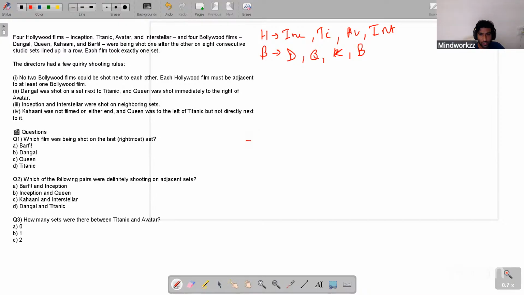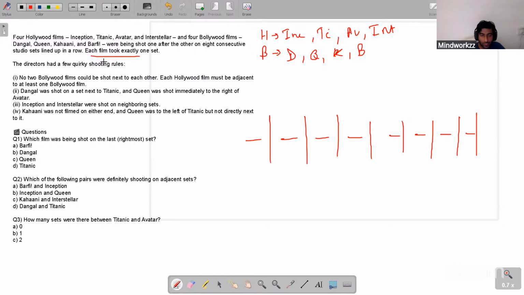Let's say they were set 1, 2, 3, 4, 5, 6, 7, and 8. These were 8 studio sets, and these films were being shot next to each other. So one here, then next here. Something like this. And it is told to us that each film took exactly one set. So that means there cannot be two films shot in one specific studio. Only one film is shot in a studio. The directors had a few quirky, strange shooting rules.